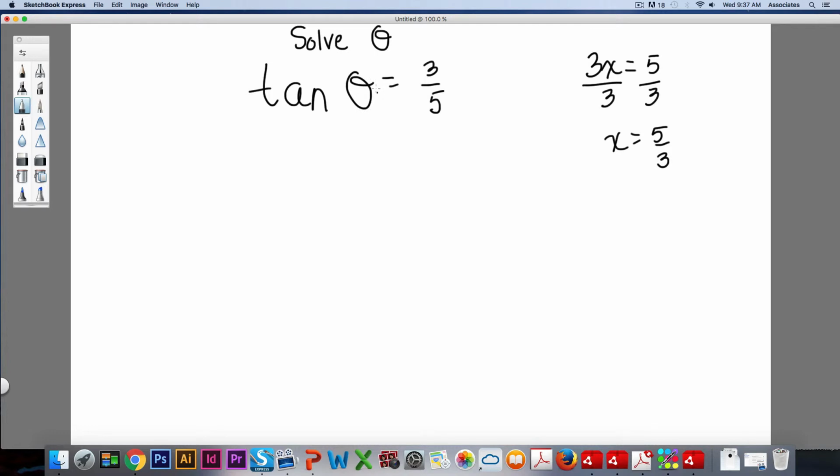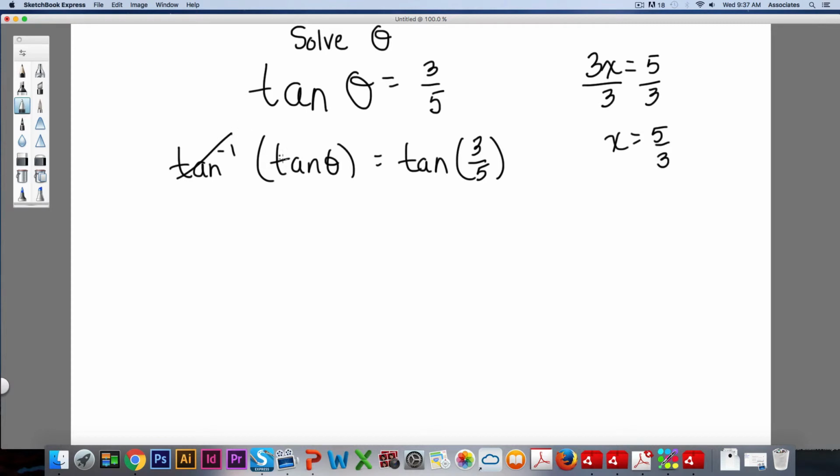Here I want to get the theta all by itself. So I'm going to do the inverse of tangent. So I'm going to put the inverse of tangent on this side. I'm going to take the inverse tangent of the right side. Tangent and inverse tangent are inverses, so they cancel out. So I get theta equals the inverse tangent of 3/5. And I didn't put my -1 there.